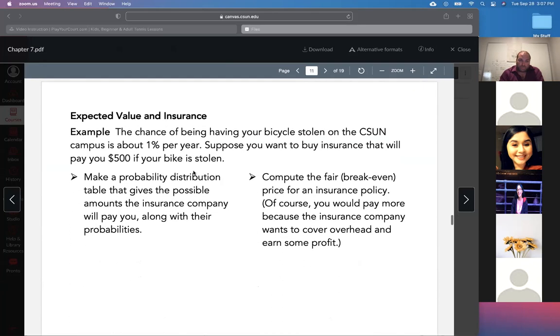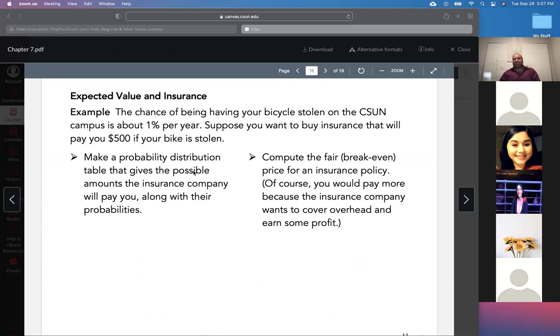Here's another one. No grammar here, but anyways. The chance of having your bicycle stolen on the CSUN campus is about 1% per year. Suppose you want to buy insurance that will pay you $500 if your bike is stolen. The question is, what should you pay?